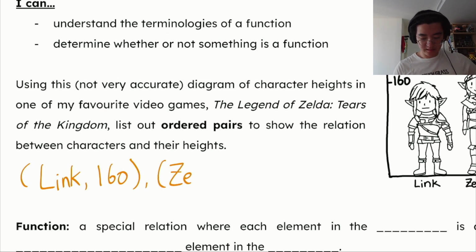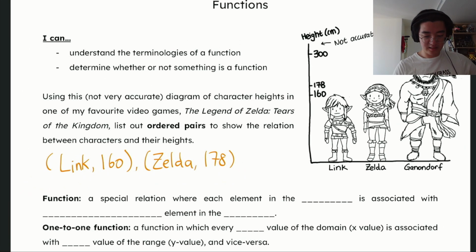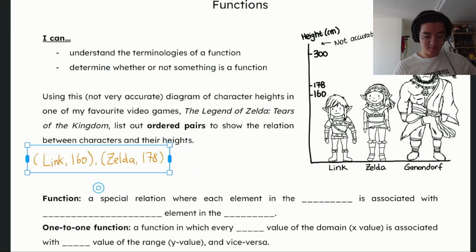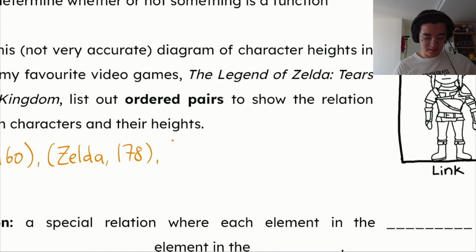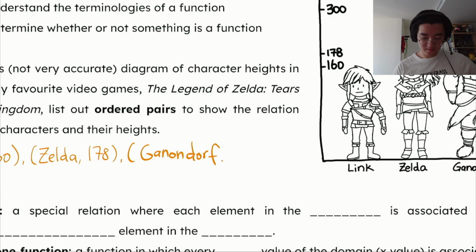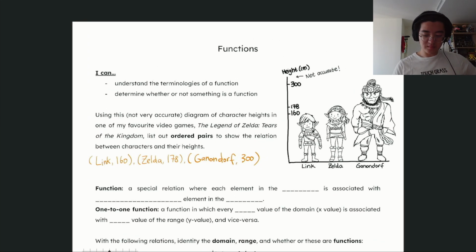Next is Zelda, clocking in at 178 centimeters. I'm gonna make my text smaller because Ganondorf is a long name. Last is Ganondorf, clocking in at 300. Right, ordered pairs. So it's x comma y.